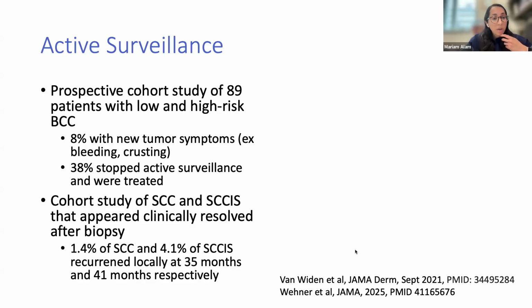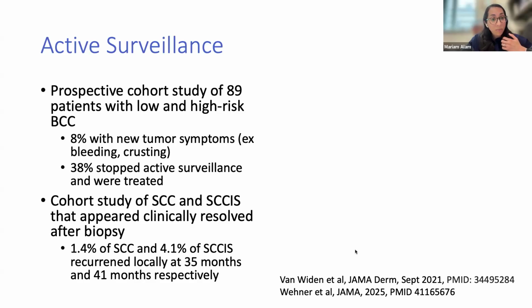And in this study of 89 patients with both low and high risk basal cells, about 8% developed new tumor symptoms like bleeding or crusting, and 38% stopped active surveillance and were treated. So 60% of those patients didn't require any further treatment.